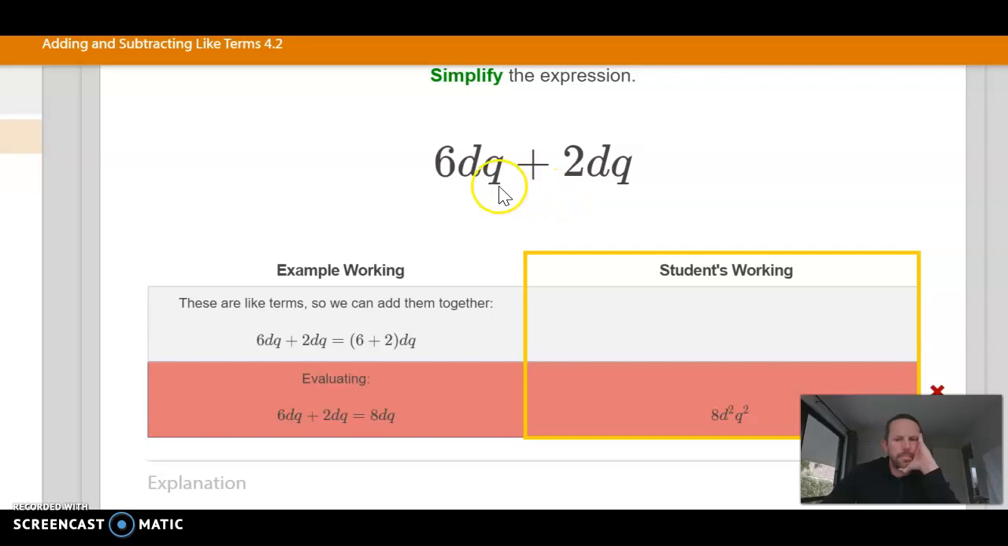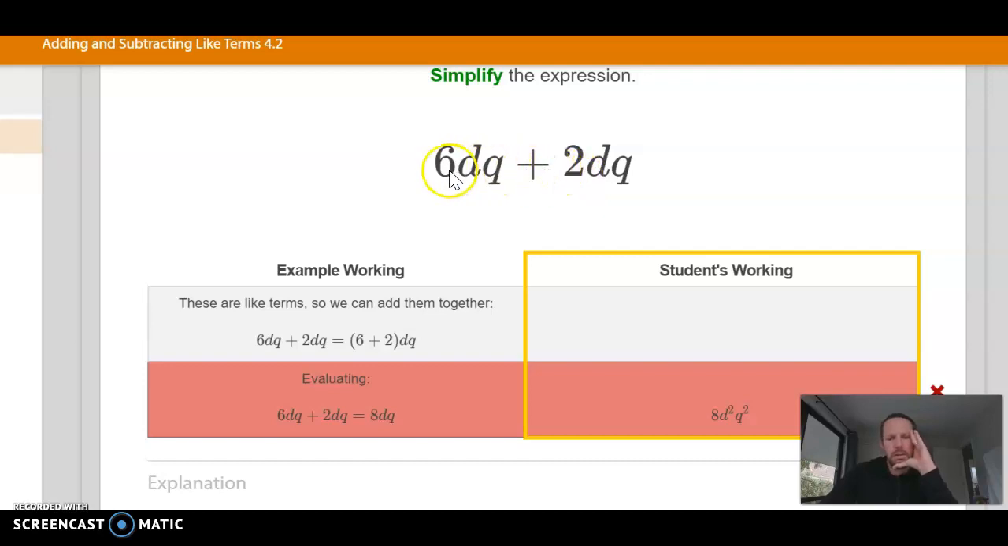This one here, what's happening in your answer is you've mixed up plussing and multiplying. Multiplying is kitchen whizzing, plussing is looking for those similar animals. Here we've got similar animals, DQ, DQ. 6 of them plus 2 of them is 8 of them.